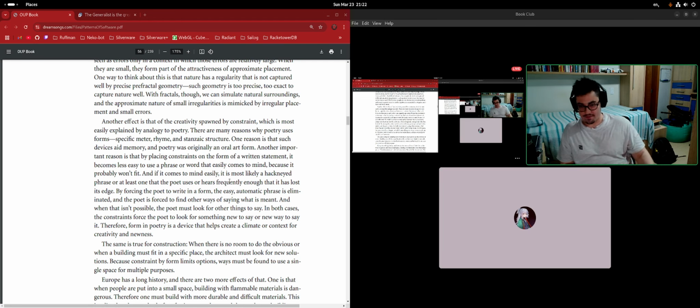Sure, but now there is another reason, which is that if it comes to mind easily, it's most likely a hackneyed phrase, or at least one that the poet uses or hears frequently enough that it has lost its edge. By forcing the poet to write in a form, the easy automatic phrase is eliminated, and the poet is forced to find other ways of saying what is meant. And when that isn't possible, the poet must look for other things to say. In both cases, the constraints force the poet to look for something new to say or a new way to say it. Therefore, form in poetry is a device that helps create a climate or context for creativity and newness.